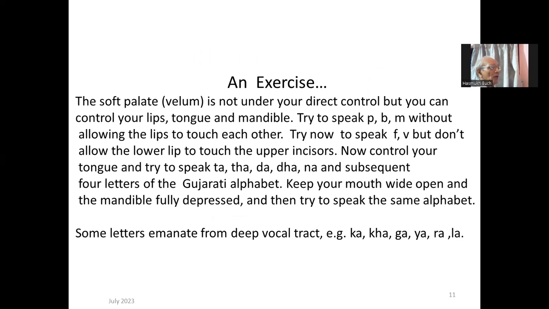Velum. It's not under your direct control, but you can control your lips, tongue and mandible. Try to speak P, B, M without allowing the lips to touch each other. Try now to speak F and V, but do not allow the lower lip to touch the upper incisor. Now control your tongue and try to speak ta, ta, da, da, na, and the subsequent four letters of the Gujarati alphabet. Keep your mouth wide open and the mandible fully depressed, and then try to speak the same alphabet.